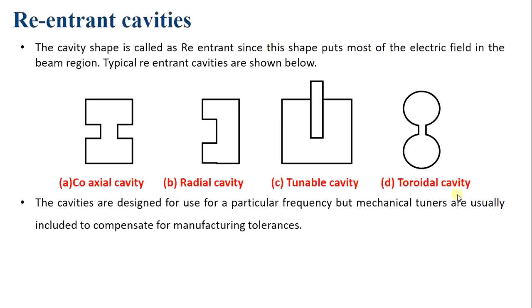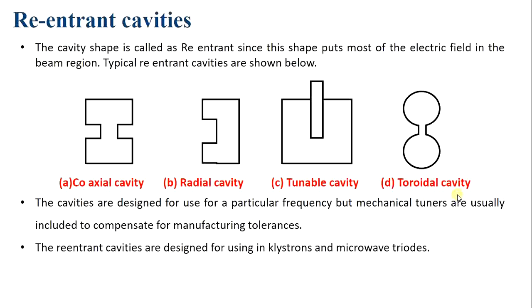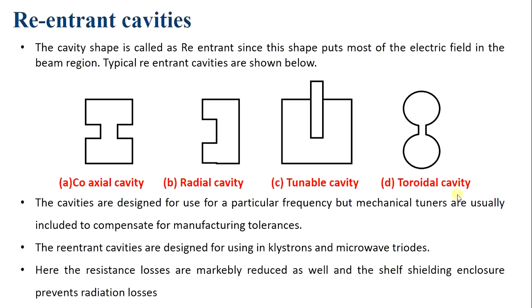The cavities are designed for use at a particular frequency, but mechanical tuners are usually included to compensate for the manufacturing tolerances. The reentrant cavities are designed for use in klystrons and microwave triodes, as I said earlier. Here the resistance losses are markedly reduced, and the self-shielding enclosure prevents radiation losses.